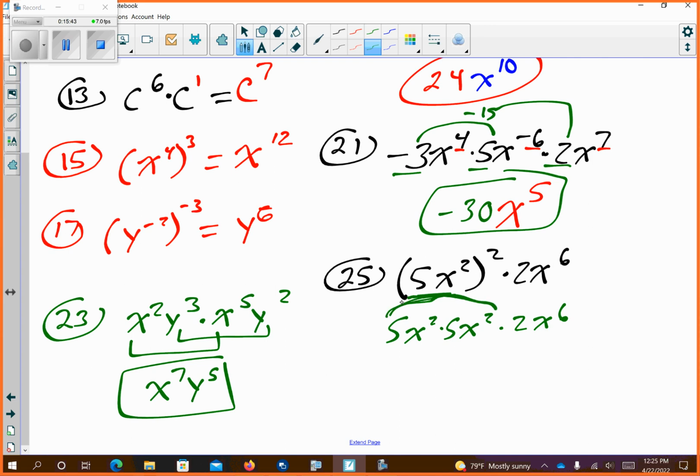Okay, so this yields me this. All right, so let's do the exponents first. If I add those all up, what do I get? X raised to the 10th power. All right, so then let's multiply 5 times 5, I get 25. 25 times 2, I get? So 50x to the 10th.